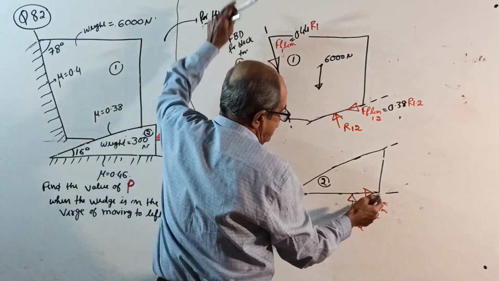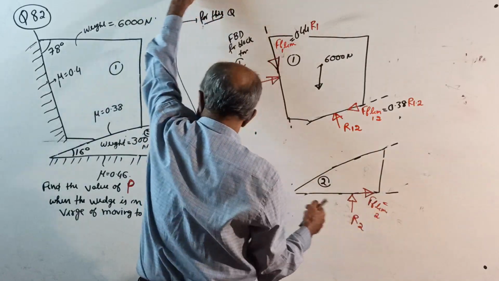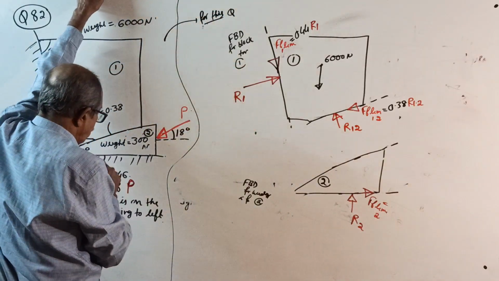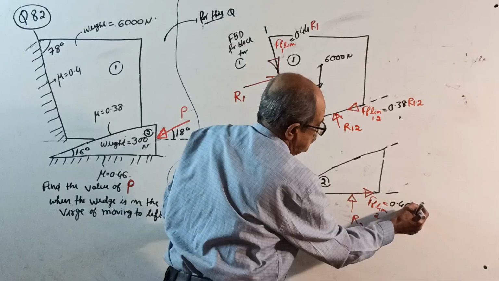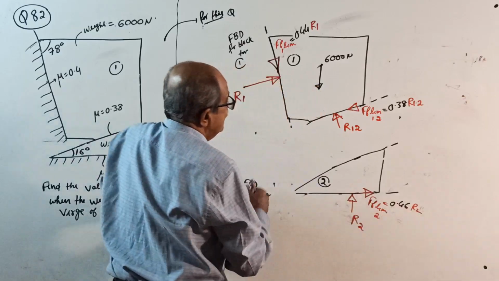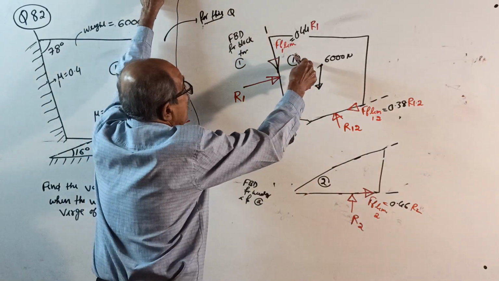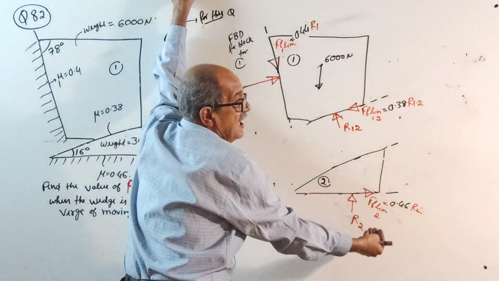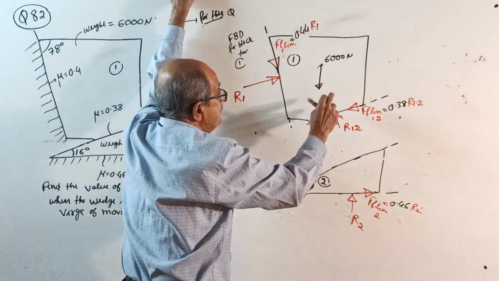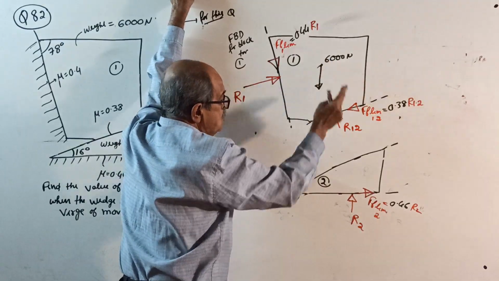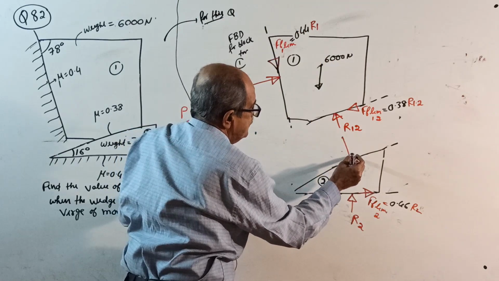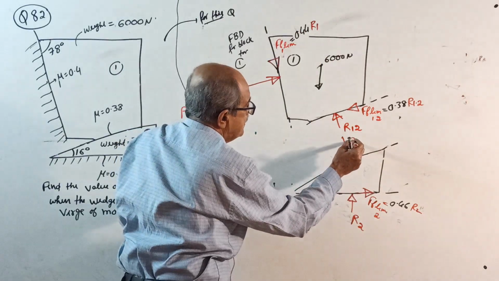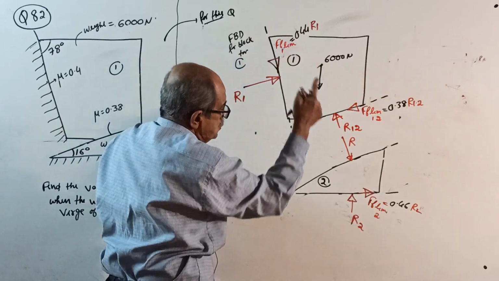And here, the limiting friction FF limit equals coefficient of friction mu, here 0.46, into R2. And lastly, for the block from the wedge, an upward reaction means from the block to the wedge, the reverse will come this way. This is your force transferred from 1 to 2.